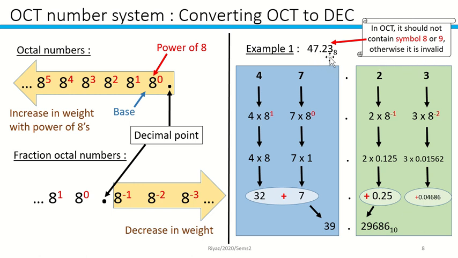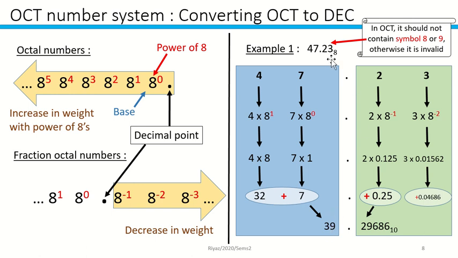Okay, 47.23. You have 4 and 7 over here. 7 times 8 to the power of 0, and then 4 times 8 to the power of 1. So 4 times 8 is 32, and 7 times 1, because 8 to the power of 0 is 1, becomes 7. 32 plus 7 is going to be 39.